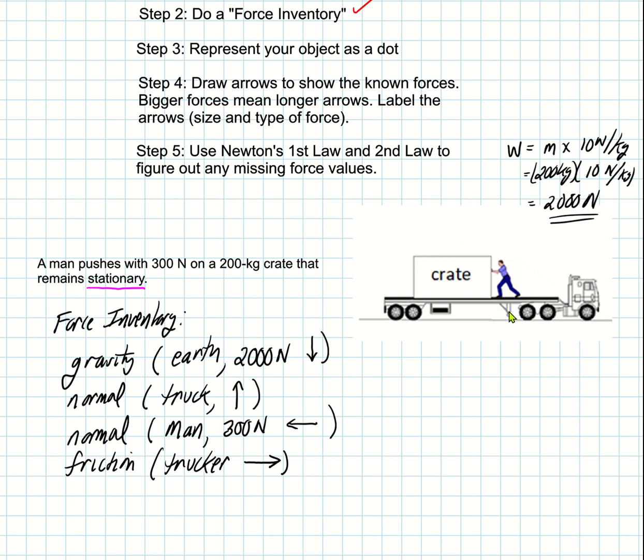There's a gravity force between the crate and the truck, and the truck and the crate. It's real, it exists, but it's too tiny to worry about. So these are the 4 big or meaningful forces that actually matter when it comes to predicting what's going to happen to this crate or understanding what's happening to this crate. All right, so there's our force inventory.